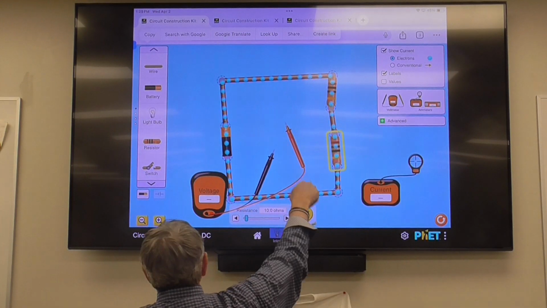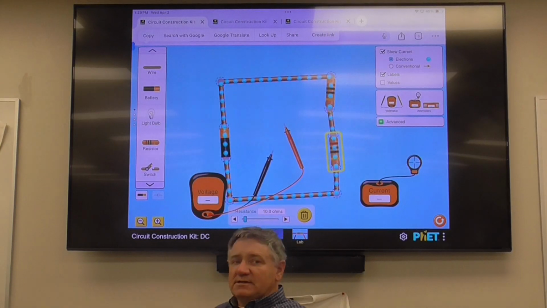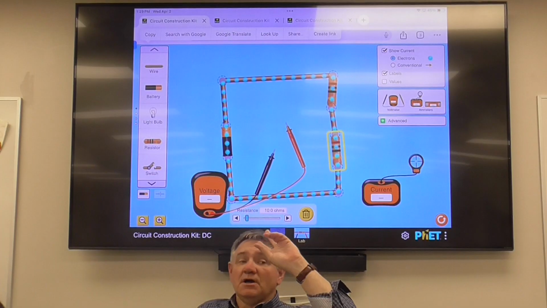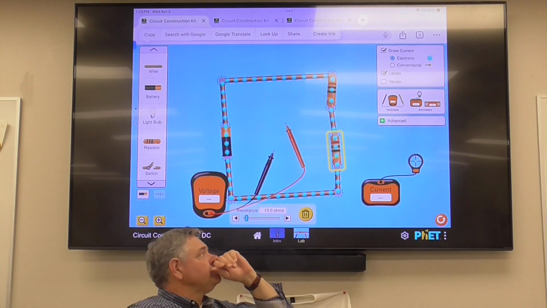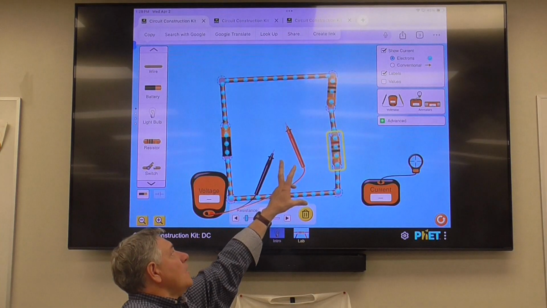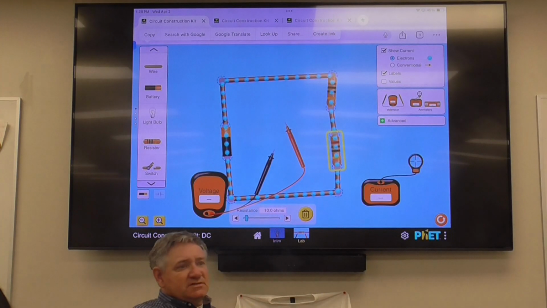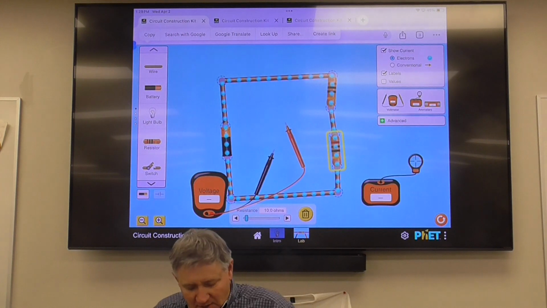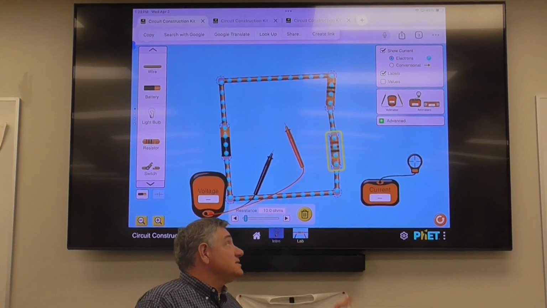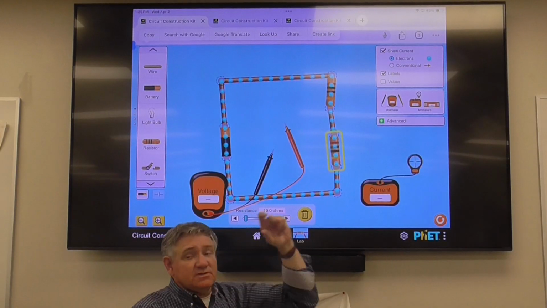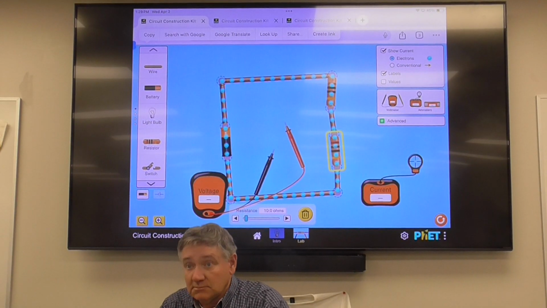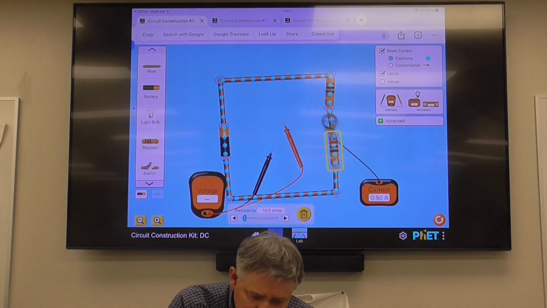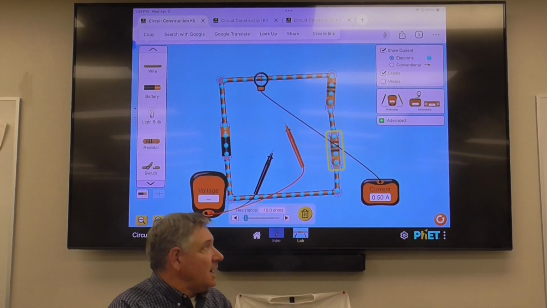Now I've got two resistors that are in series. I changed them back to both being 10 ohms. What's the equivalent resistance of two 10 ohm resistors in series? 20 ohms, right? This is still a 10 volt battery, so what should the current be? 0.5 amps.